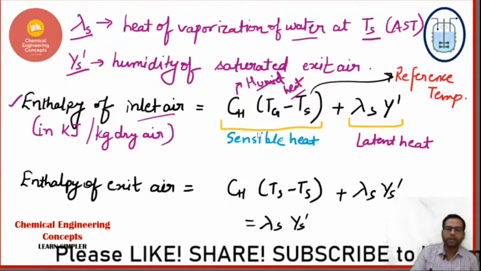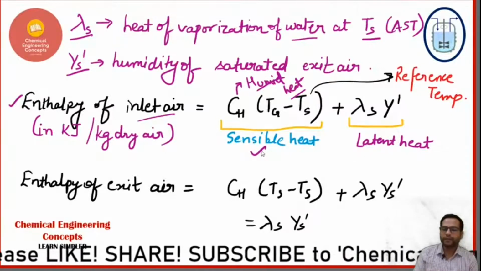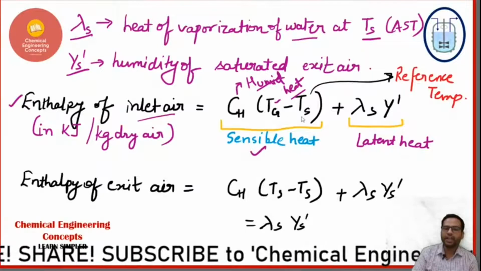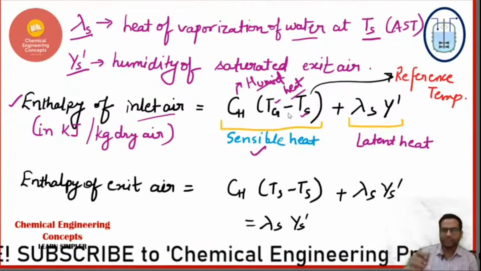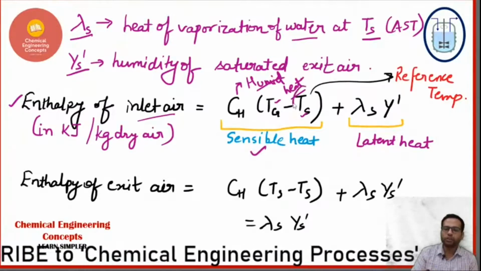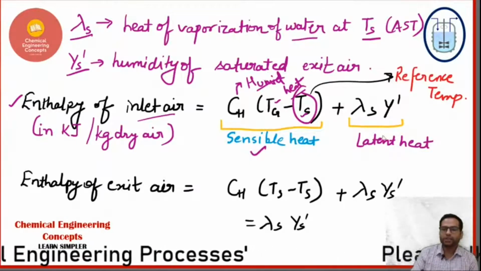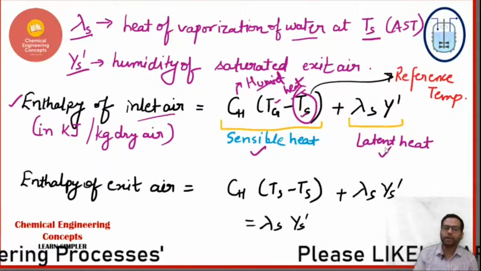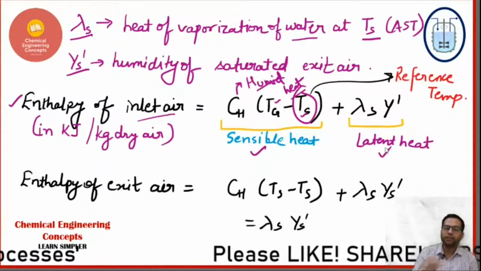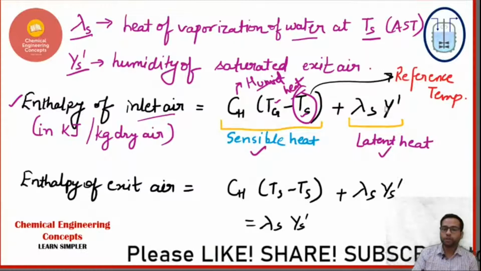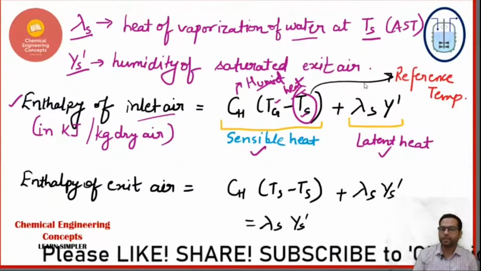So this will be with the sensible heat, right? It will come up, this is the inlet temperature and this is the exit temperature. Okay, and this can also be our reference temperature, guys, right? And next we have the latent heat. Latent heat will provide what? Latent heat will be used for the vaporization purpose, right?